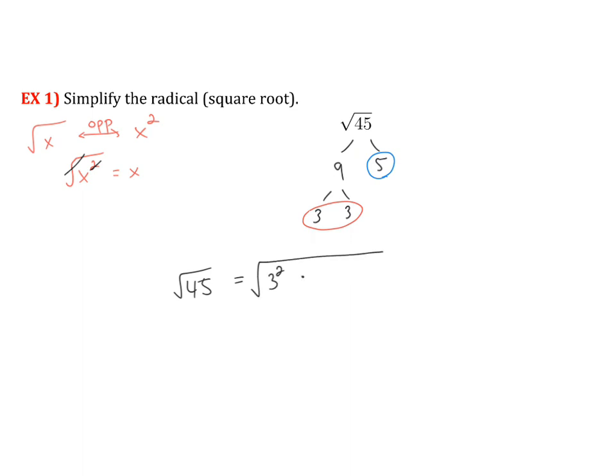3 squared times 5. And again, like I mentioned earlier, because the square operation cancels out with the square root, this 3 squared is now allowed to come outside of the square root. And so I can rewrite this as 3, and because 5 does not get paired up with anything else, it stays inside the square root. So my final answer when simplifying is 3 times the square root of 5, which is equal to the square root of 45.